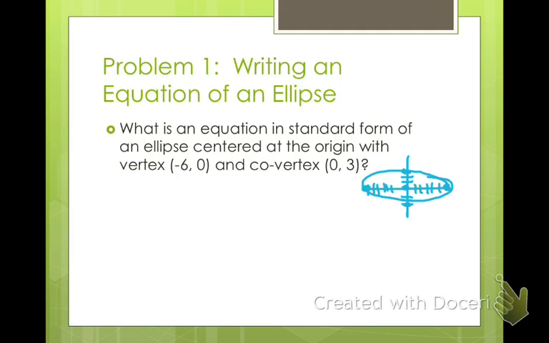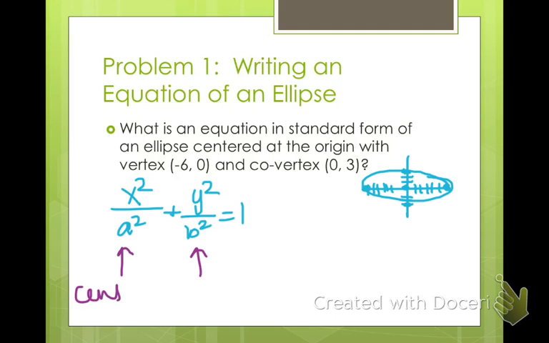Is this a horizontal or a vertical ellipse? It is a horizontal ellipse, so we're going to use the formula x squared over a squared, we have more x values, plus y squared over b squared equals 1. Now in order to complete this formula, we need to find out what that a and that b are. So a represents from center to vertex. So from the center to the vertex, how many units are we away? Well, we're 6 units away, so a equals 6.